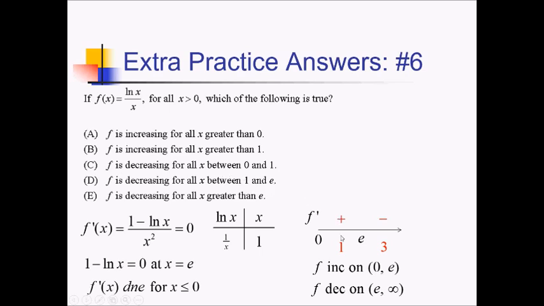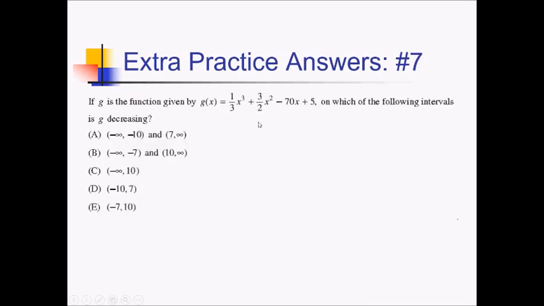We're increasing between 1 and e, so that's directly the opposite of what's happening. Choice E, decreasing for all x greater than e. Well, that's exactly what our sign chart says here, so we're going with choice E.